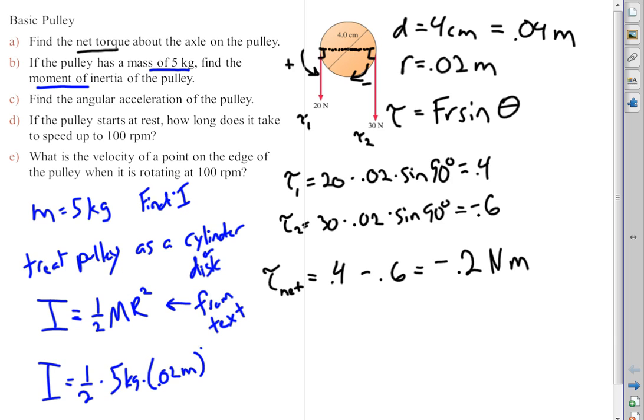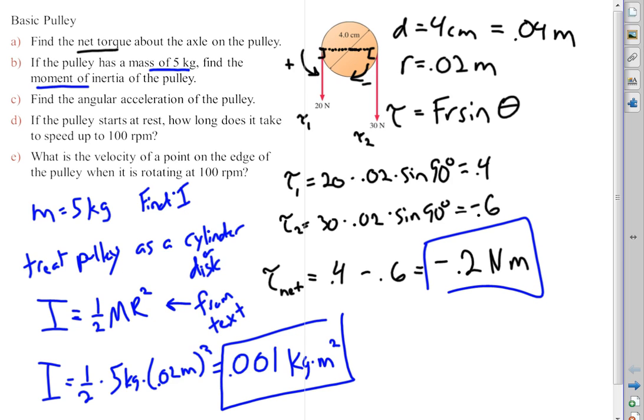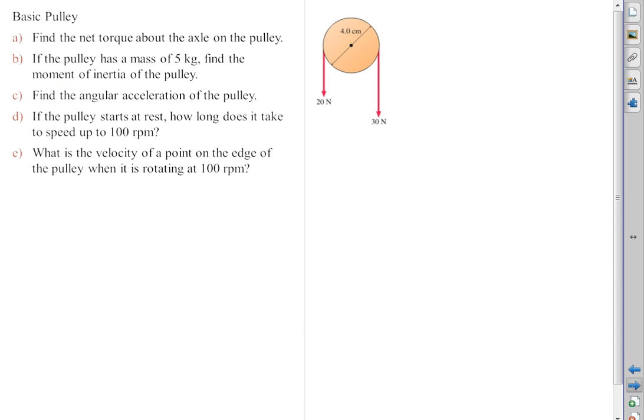1/2 times 5 kilograms times 0.02 meters squared. And that gives us a value of 0.001, and the units are kilogram meters squared. That's the moment of inertia. It's actually pretty small for the situation. And so now there's answer A, answer B, and moving on to part C.